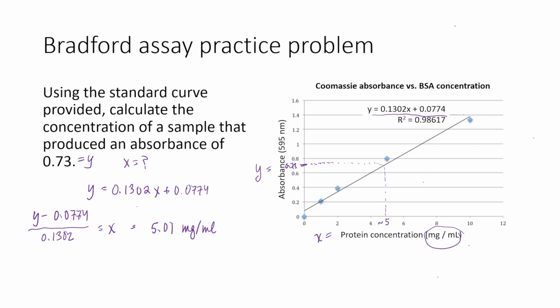Like one of our students just said, the Bradford assay will tell you all of the protein in your solution. It doesn't differentiate between different proteins. If you have a solution with a mixture of proteins, it'll tell you total protein concentration. It doesn't matter which proteins are in there. It doesn't tell you specifically about your protein of interest unless you have a pure solution that only has your protein of interest in it.